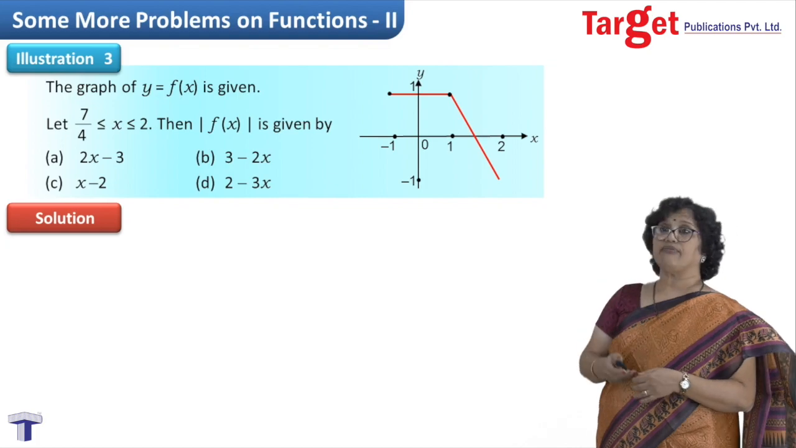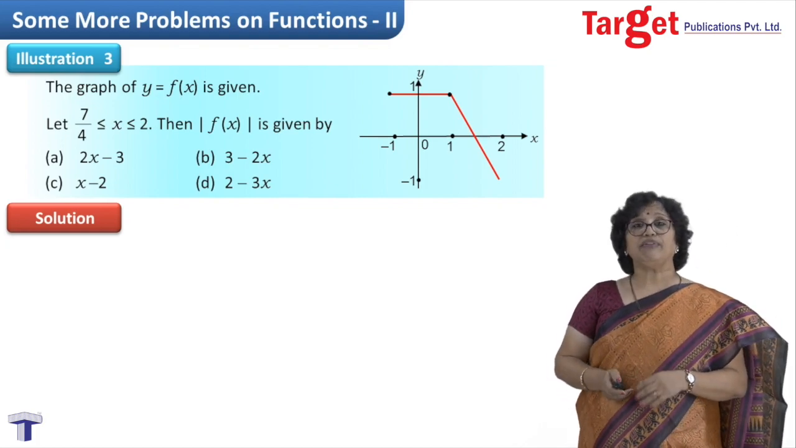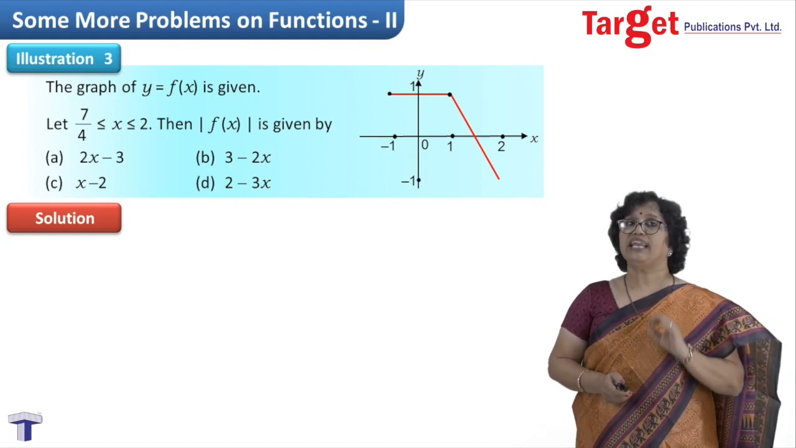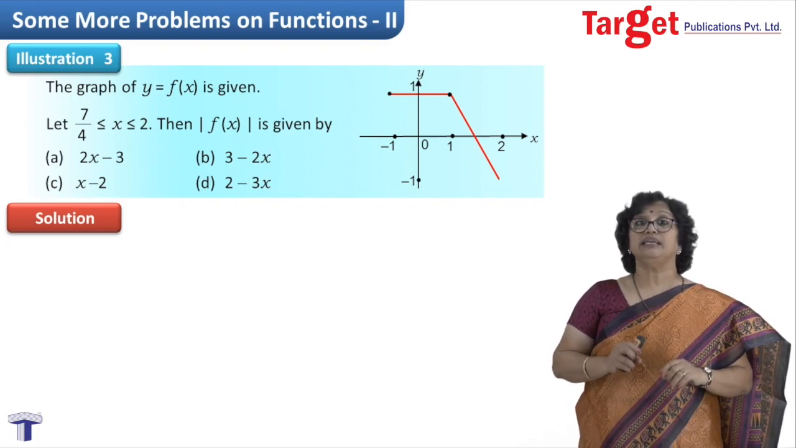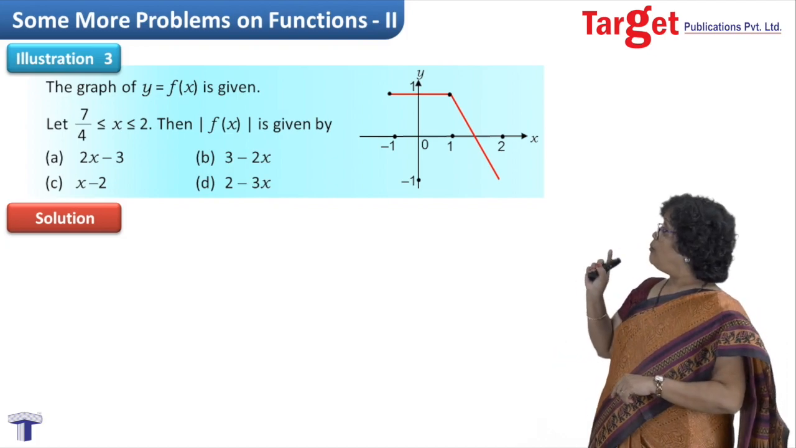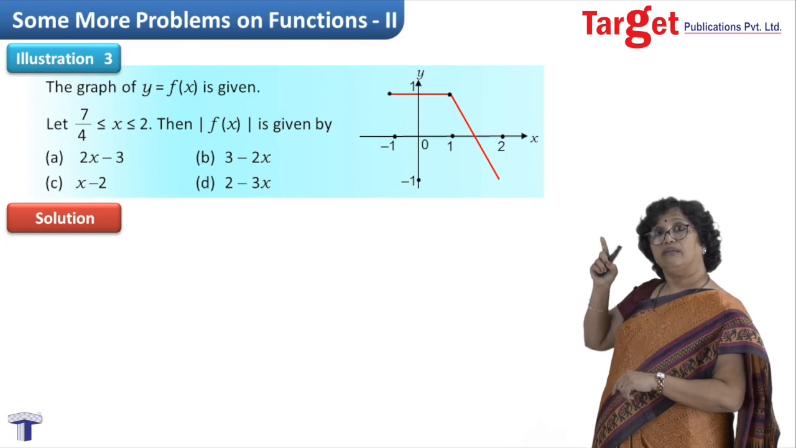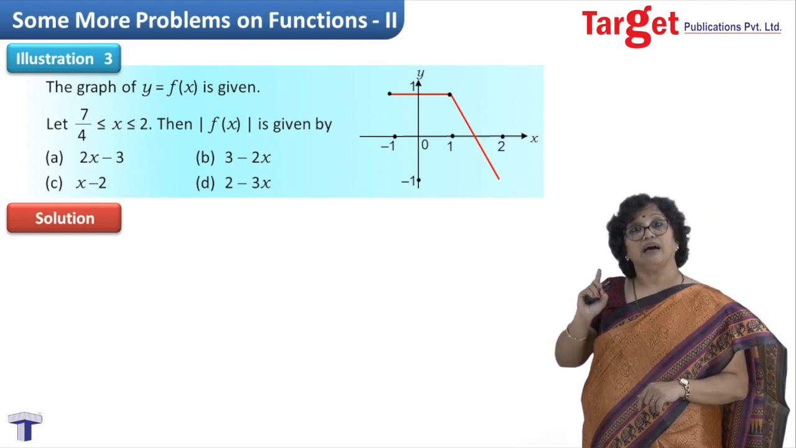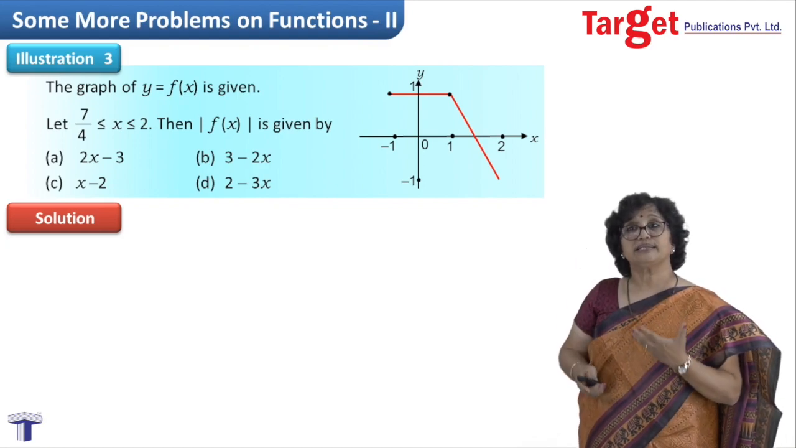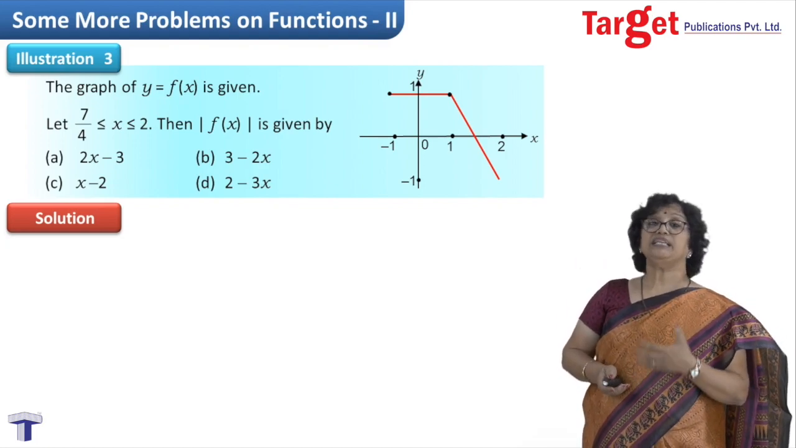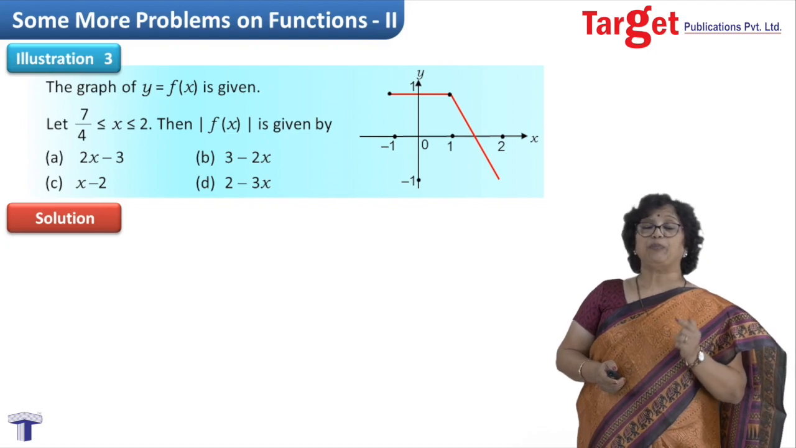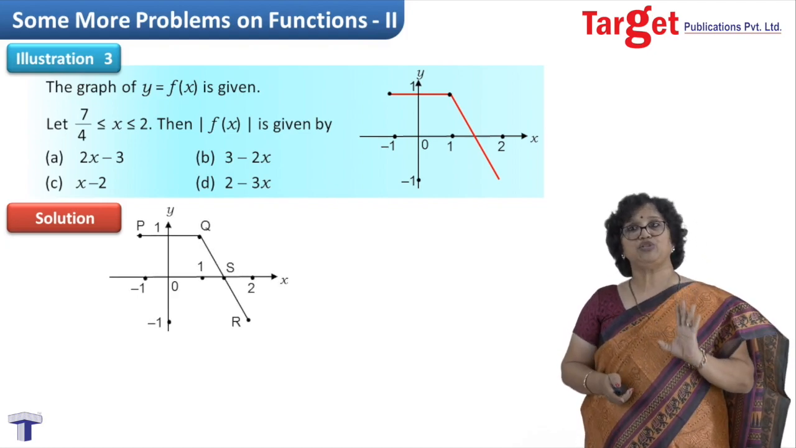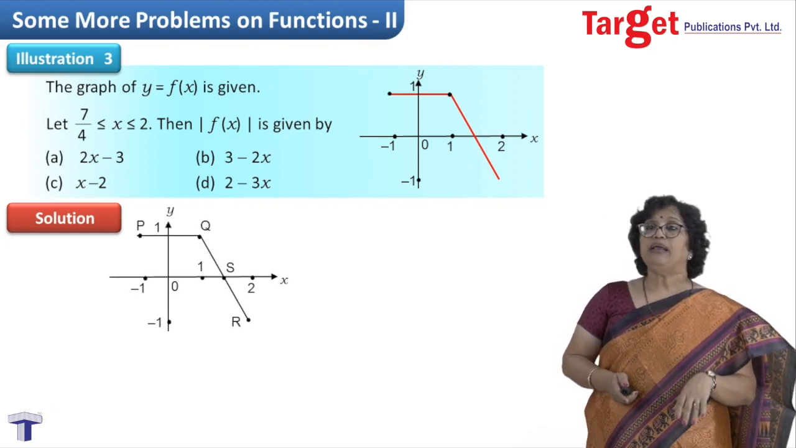Now observe that graph. Y is 1 between minus 1 and 1. When I say between minus 1 and 1, these are values of x. Above minus 1 to 1, that line parallel to the x-axis tells me that the height is the same throughout. And what is that height? It is 1. Means y equal to 1 for all x between minus 1 and 1. At least this much you can understand from the graph.